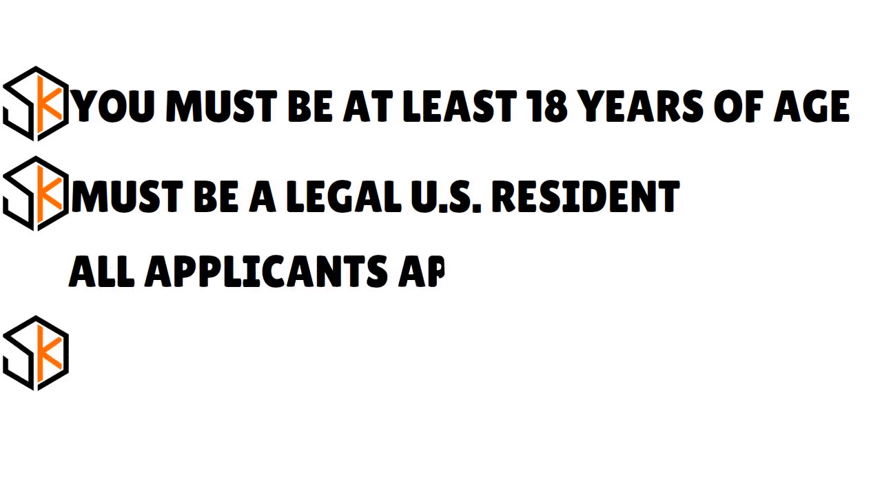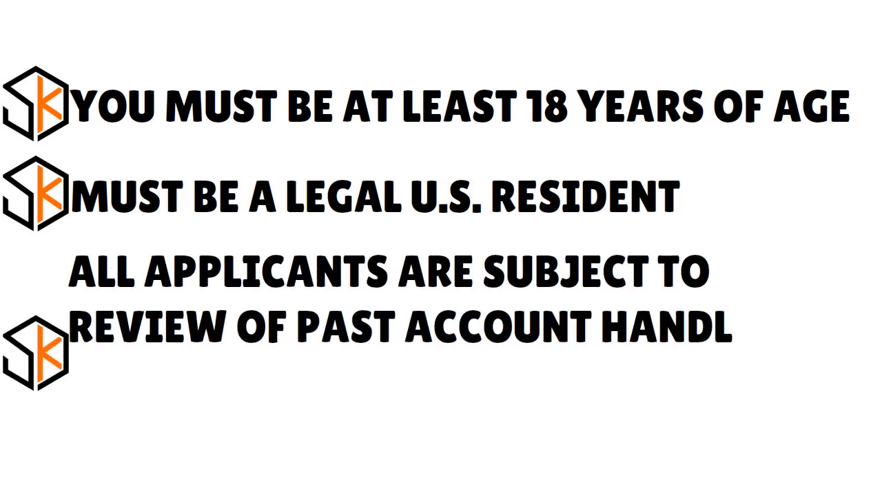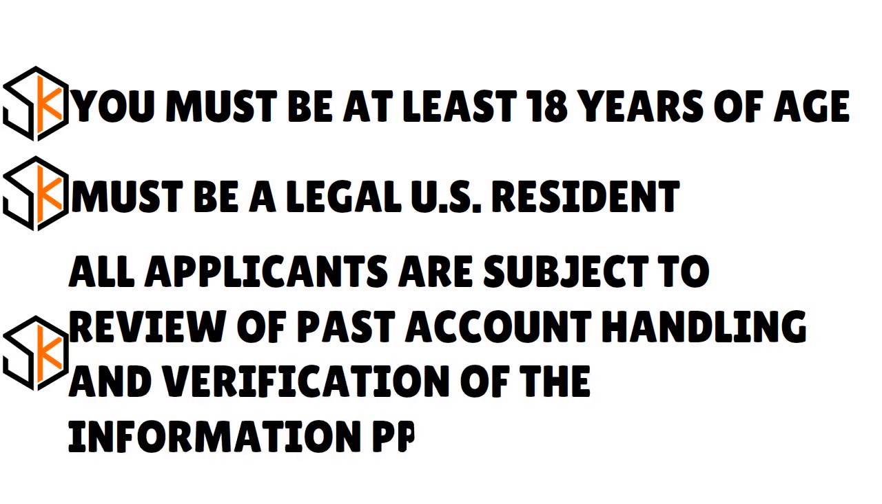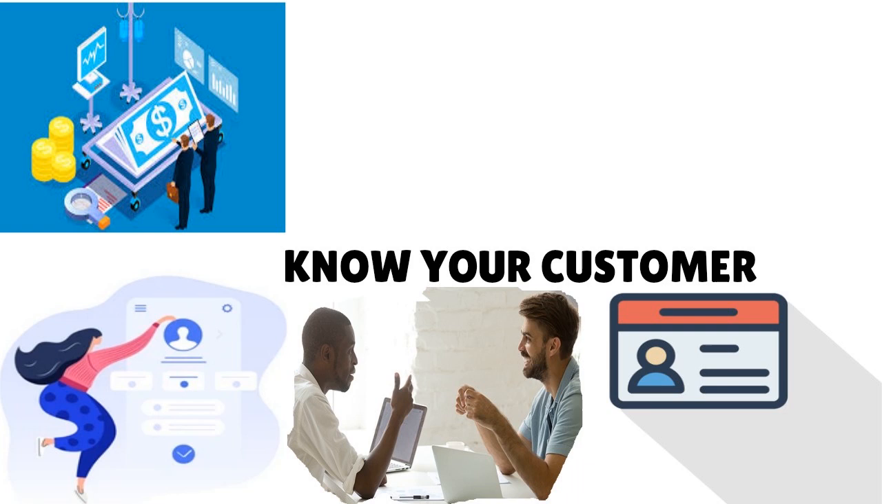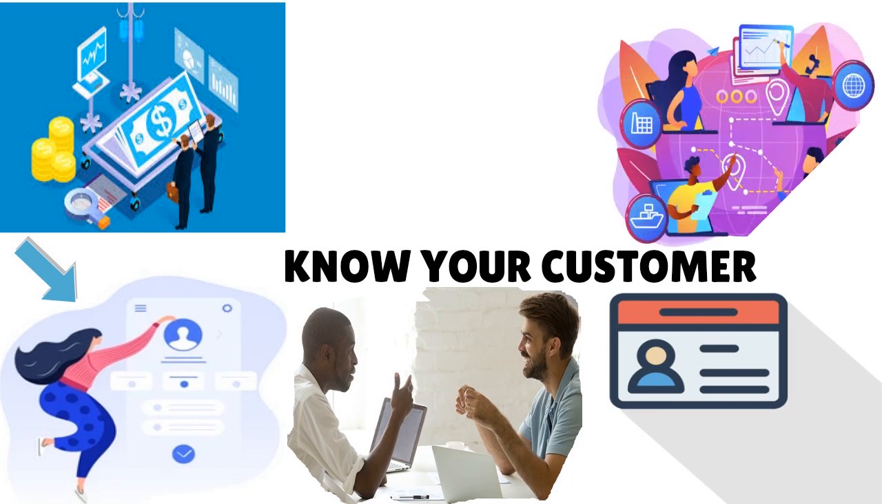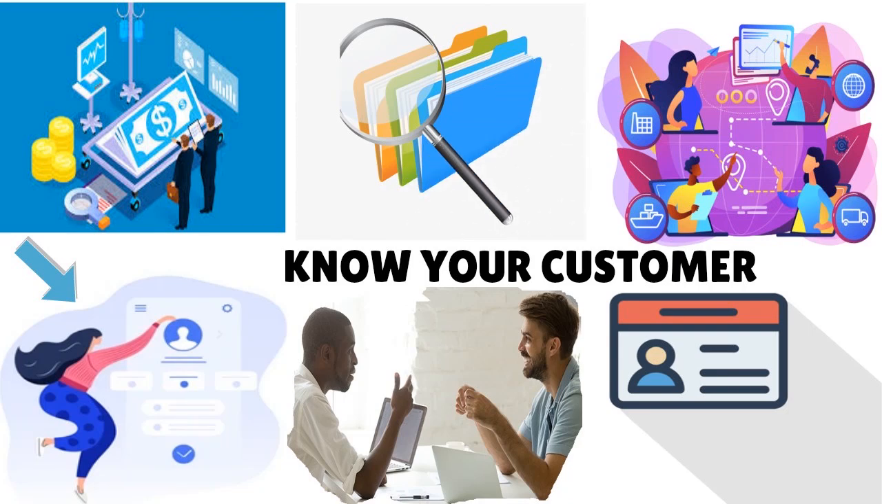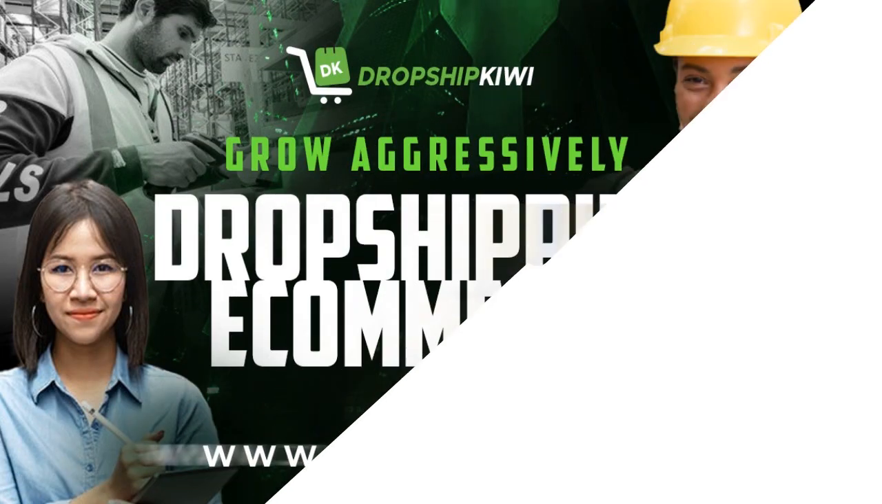Additionally, as a matter of procedure, all applicants are subject to a review of past account handling and verification of the information provided. So basically, if you currently have an account with Capital One, or let's say you have had an account in the past and you have used the account not in a good way, this could impact your acceptance rate. So that's important. They look at their database to see if they have some information about you, about your past behavior with them. They'll look into your check system records, if any, and so on and so forth.